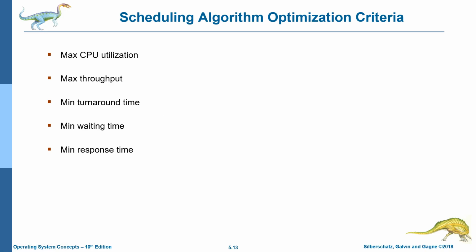The waiting time for each of the processes should also be minimum, and the response time of the processes should be minimum. So processes should wait for a less period of time, they should complete in a minimum period of time, and they should respond in a minimum period of time. But the throughput should be higher, and the utilization of the CPU should be higher according to the optimization criteria.